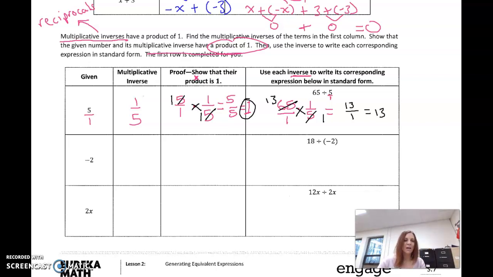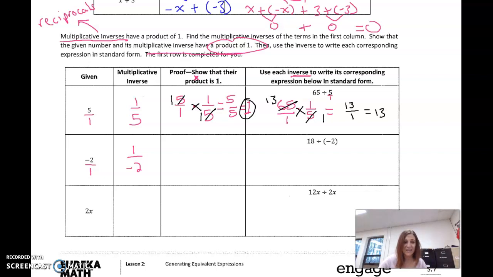Okay? How about this -2 here? Again, it's multiplicative inverse. If we put a 1 underneath, it becomes 1 over -2. Don't make it positive. That's only when we're dealing with additive inverses and we're dealing with positives and negatives, okay? This one we're just basically dealing with multiplying and dividing.